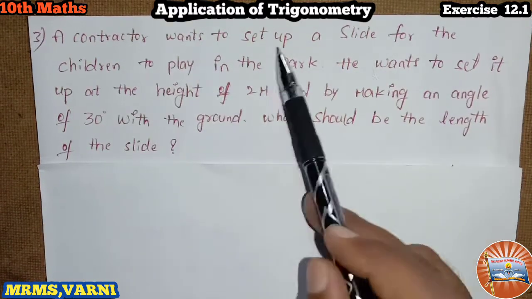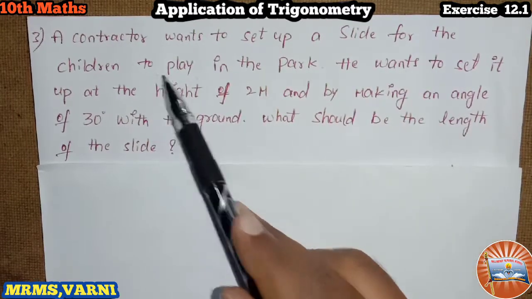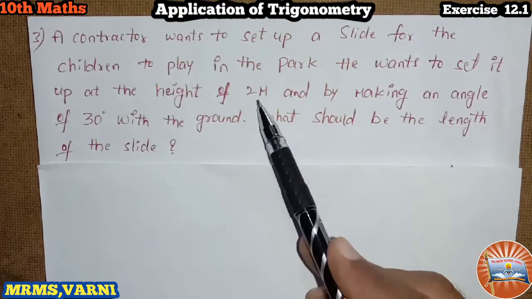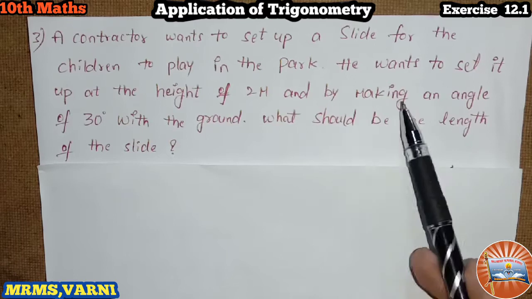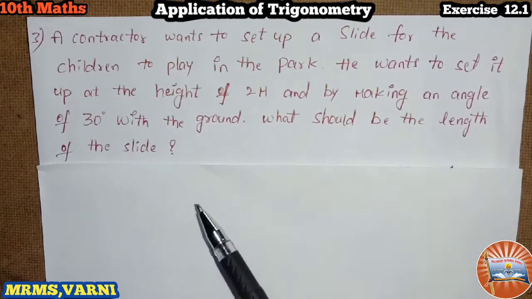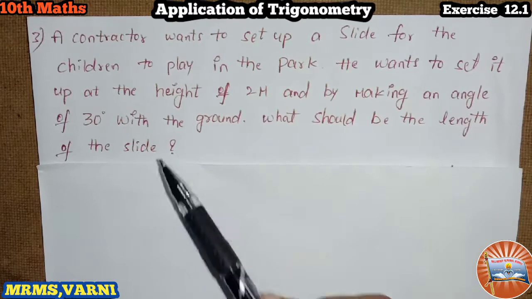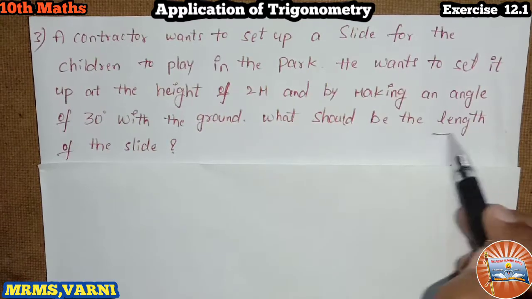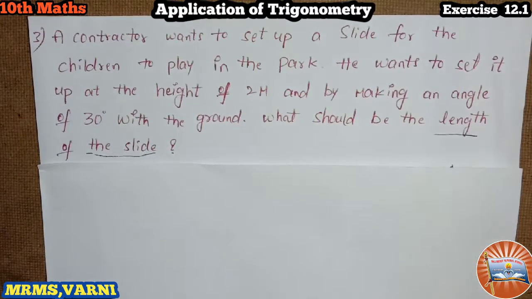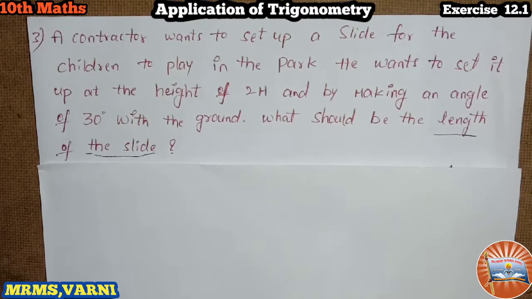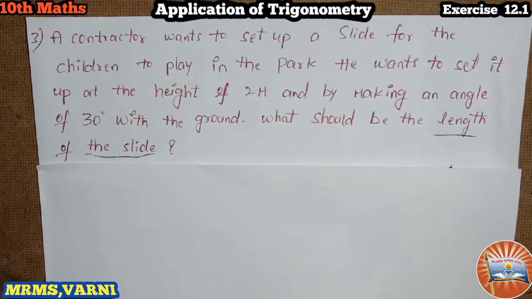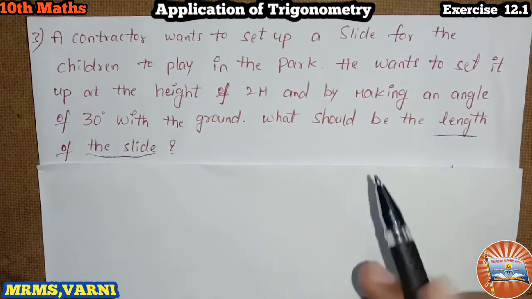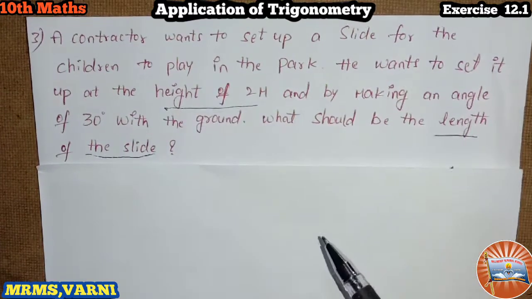A contractor wants to set up a slide for the children to play in the park. He wants to set it up at the height of 2 meters and by making an angle of 30 degrees with the ground. What should be the length of the slide? So here we have to find the length of the slide. Usually we see slides in parks and gardens. So a contractor here wants to set up a slide of 2 meters height from the ground.